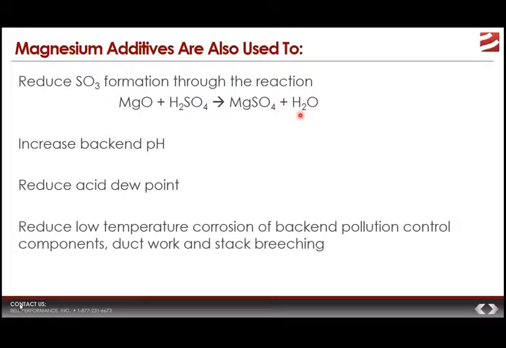And along with this, you can also get other benefits like reducing the acid dew point and reducing low temperature corrosion of the back-end pollution control components, the ductwork and the stack breaching, all those metal areas on the back cold end that might otherwise be susceptible to low temperature corrosion.